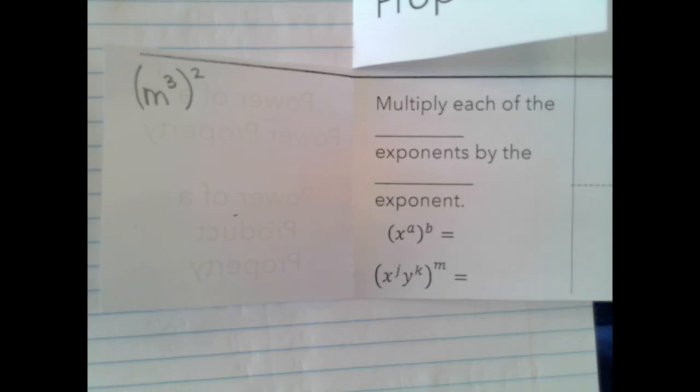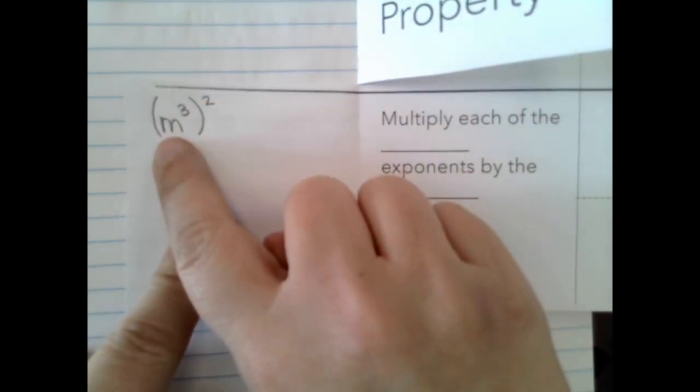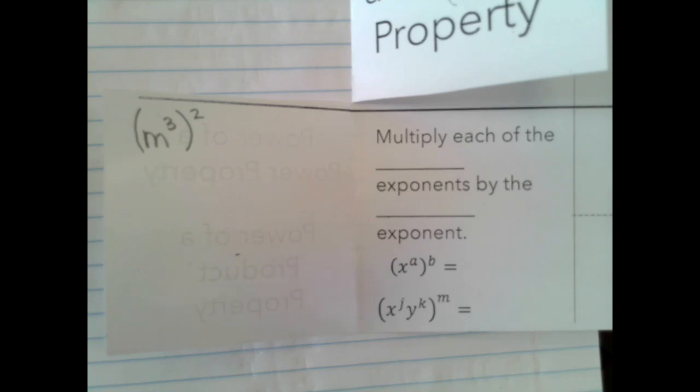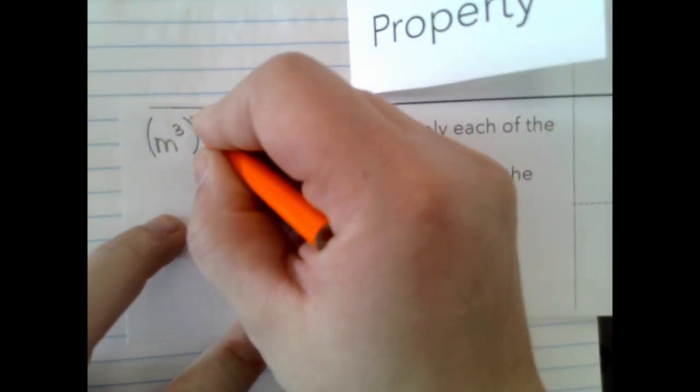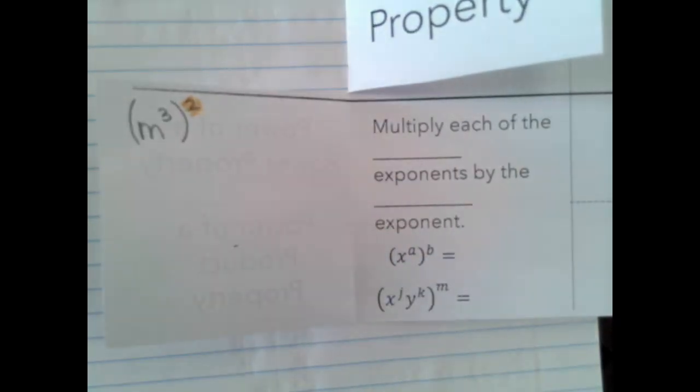I'm going to go back to my orange and my yellow. So with this one, what is the overall exponent? There's 2 of them, right? Okay, what's the outside one? 2. And that means that I'm going to take this inside how many times? 2 times.